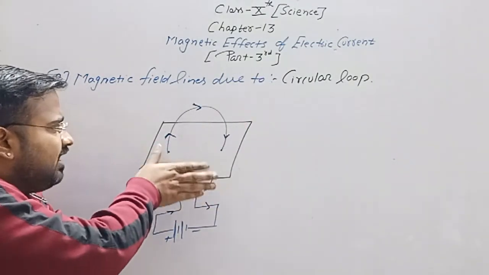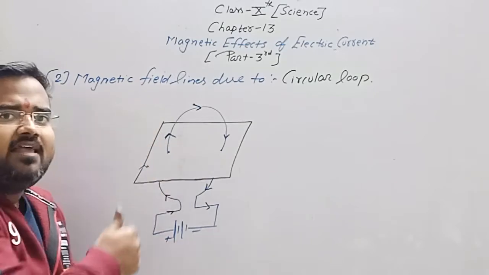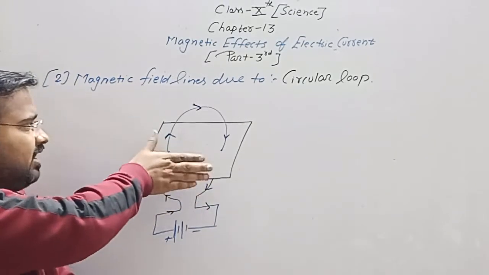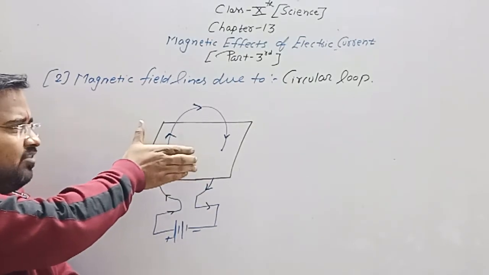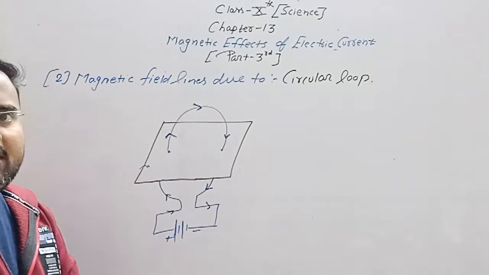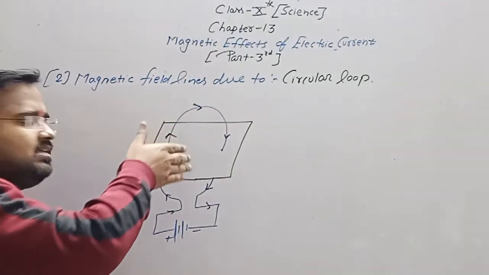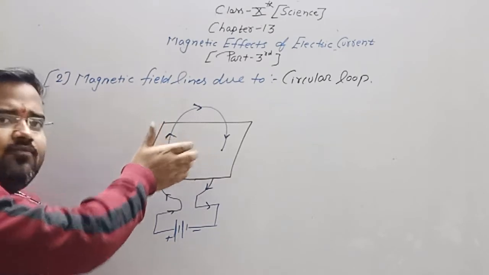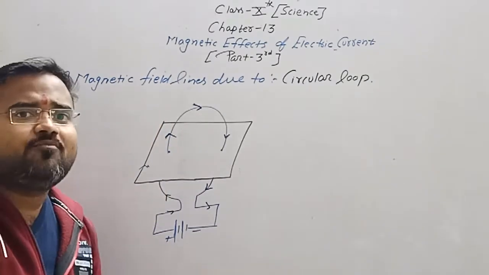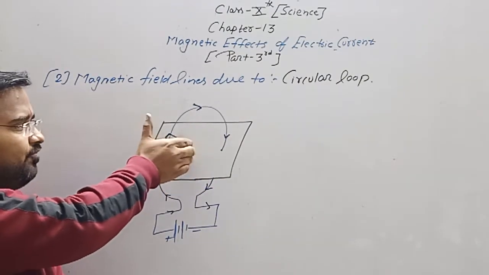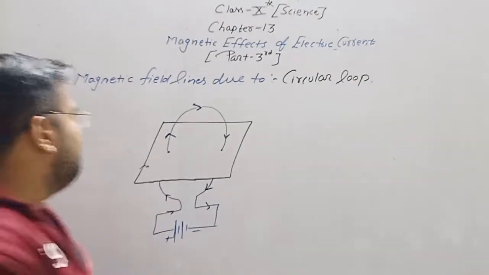When the direction of current is known, the magnetic field lines can be known. See, the direction of current is upward, so magnetic field lines would be like this. It would be merging into the cardboard, in the inside direction. Clear? The direction of magnetic field lines. See, this is the direction of current, so the direction of magnetic field lines would be inside.